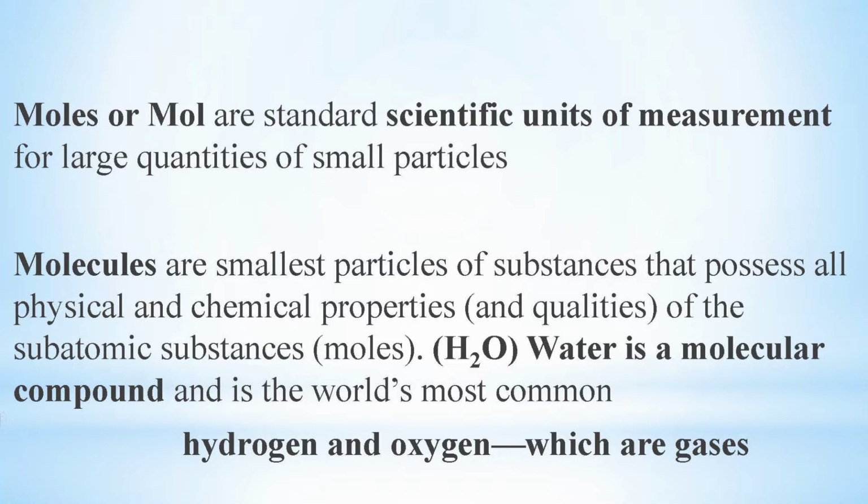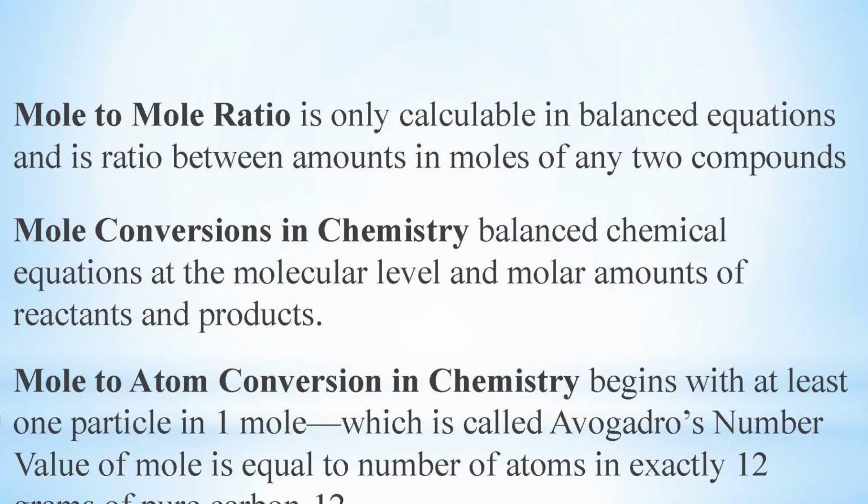mole to atom conversion in chemistry begins with at least one particle in 1 mole, which is called Avogadro's number, the value of a mole, which is equal to the number of atoms in exactly 12 grams of pure carbon-12. Back to carbon-12, and for those who don't respect carbon dating, especially in this economy, and that is gold.